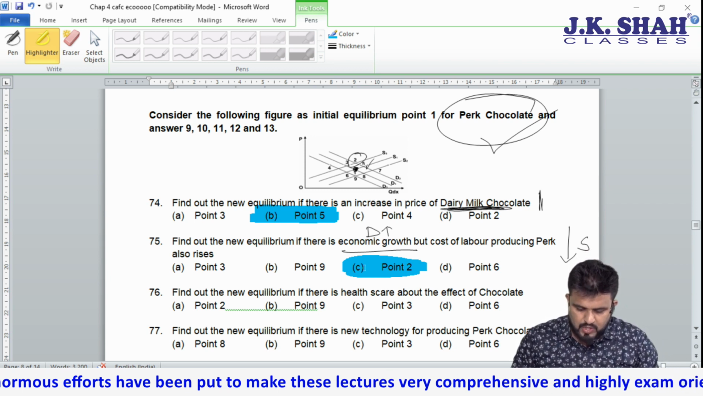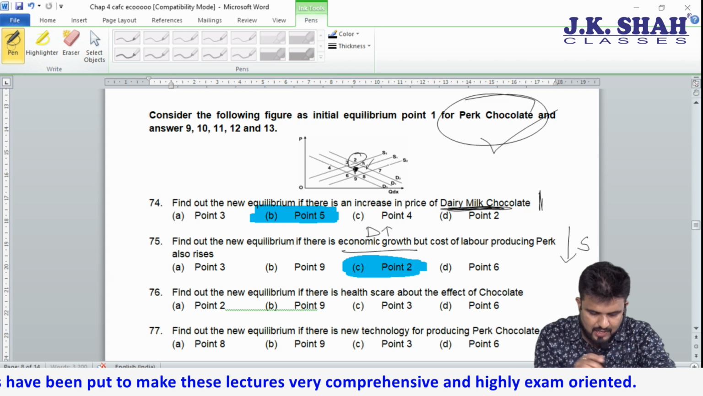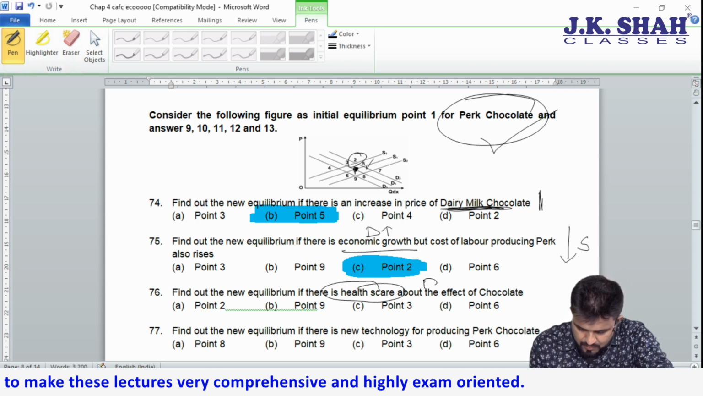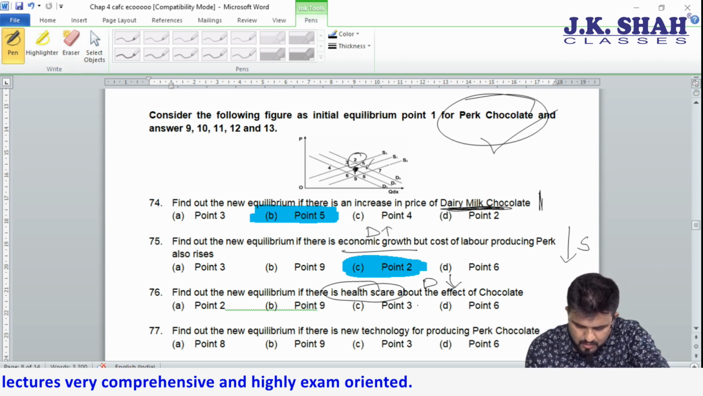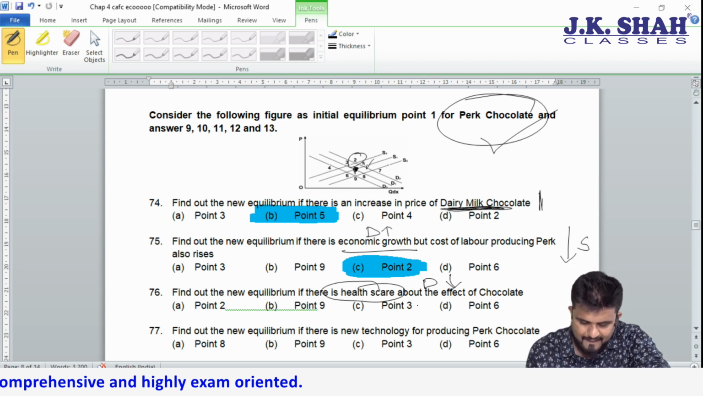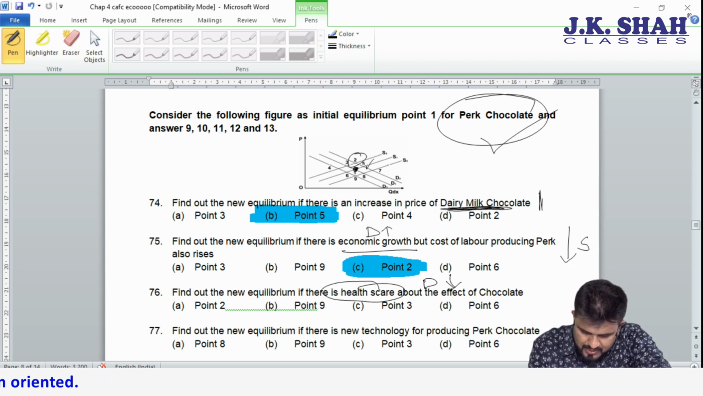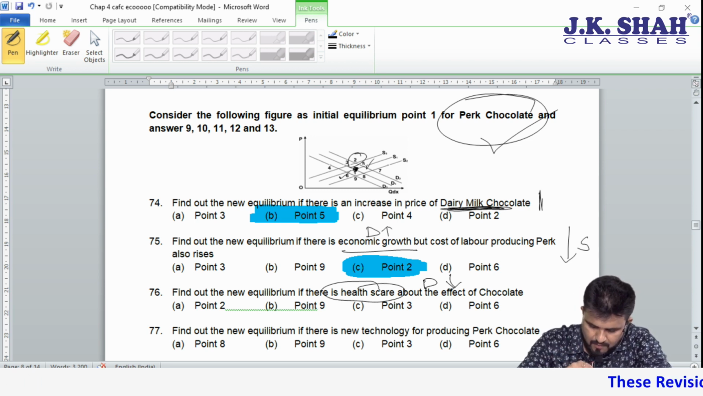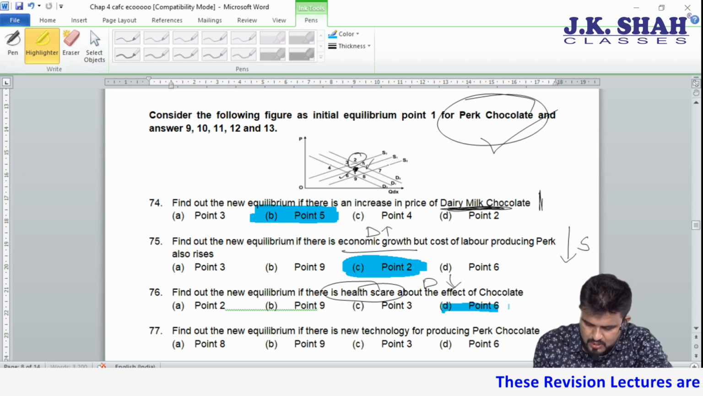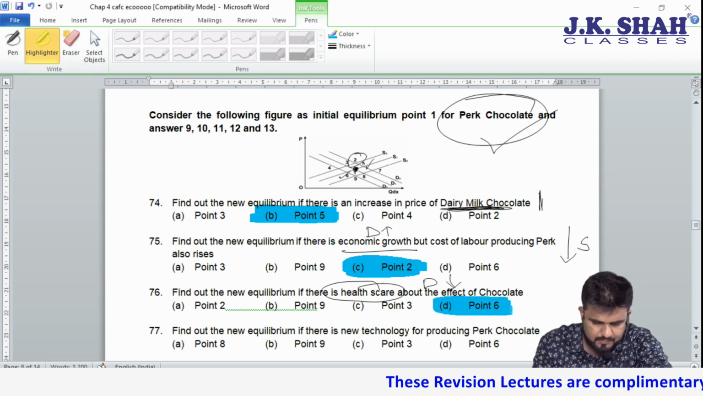Next, find out the new equilibrium. There is a health scare. Health scare means demand will go down. They are not talking about supply. So we are at this point. Demand goes down means left. 0.6. So the answer is 0.6.